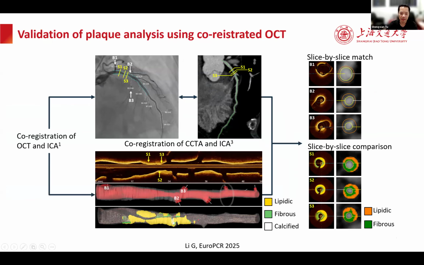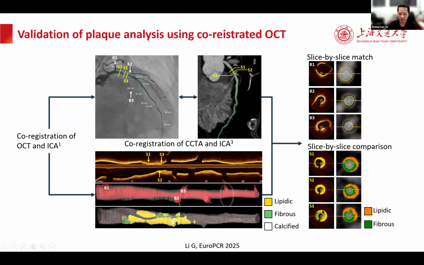In order to do the validation, we use this correlation. For CT, we correlate with angio. The solution had been shown before. And for angio, we correlate with OCT, so we can use the angio as a link to correlate the CT with the intracoronary imaging, and have them match at the cross-sectional level. As you can see on the right side, the side branches from OCT and from CT match well. Then we can compare the plaque characterization between CT and OCT.